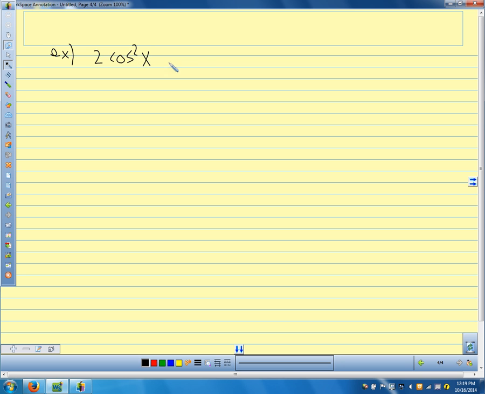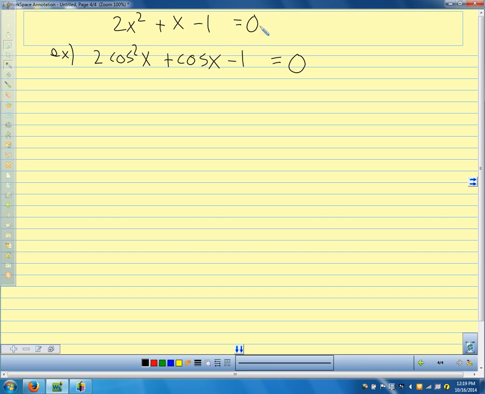Two cosine squared x plus cosine x minus 1 equals 0. All right, how are we going to approach this one? Factor, yes. This is exactly like the kinds of problems we simplified before. This is exactly like 2x squared plus x minus 1 equals 0. To solve that, we factor it, yes?